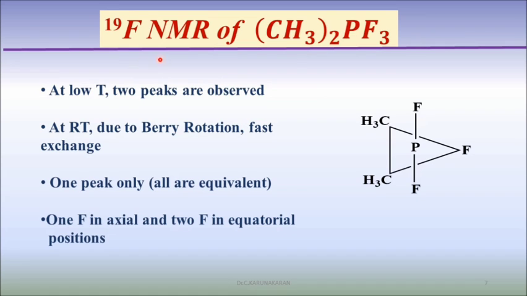In fluorine-19 NMR, the structure of dimethyl phosphorus trifluoride is elucidated. At low temperature, two peaks are observed. At room temperature, due to pseudo-rotation and fast exchange, only one peak is observed, so all fluorines are equivalent. One fluorine is in the axial position and two are in equatorial positions. Using NMR, this structure is elucidated.